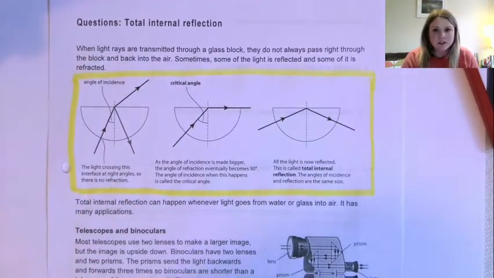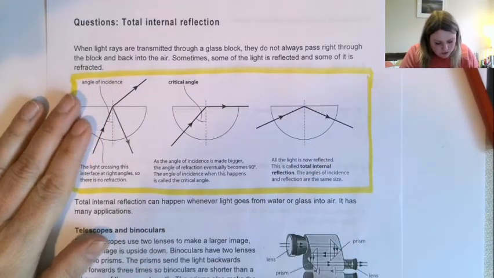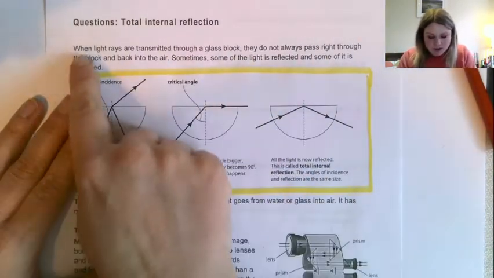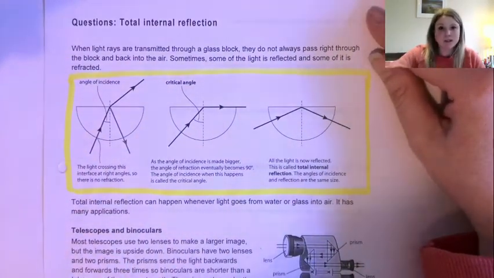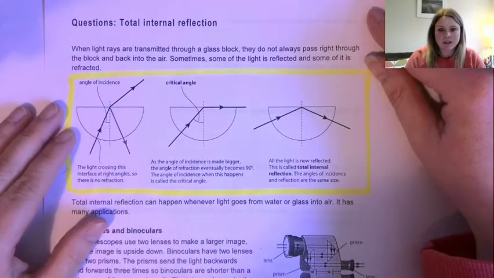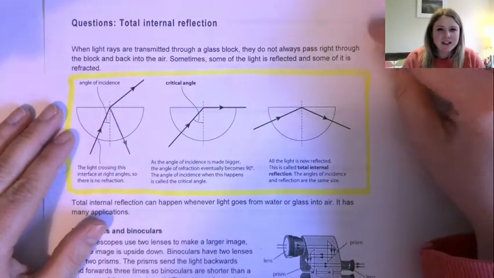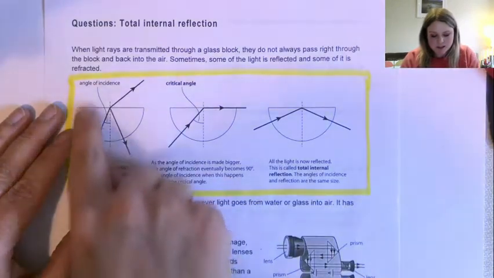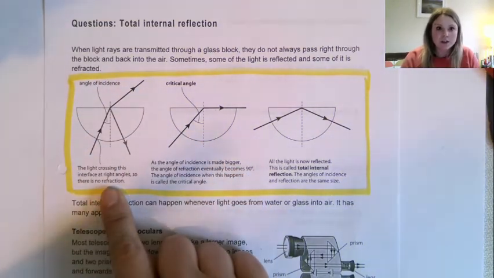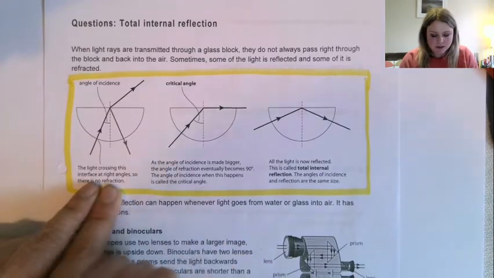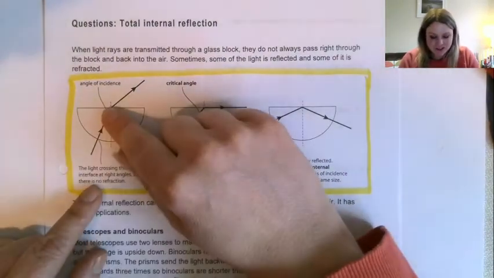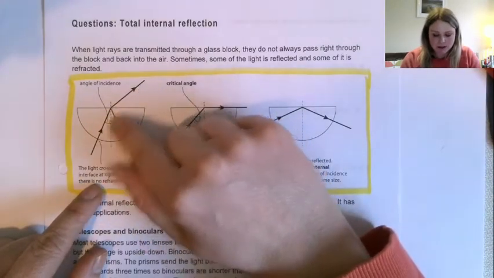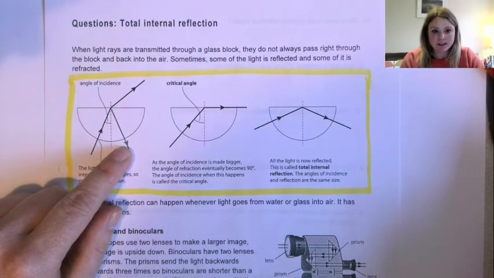Okay, over onto page 83 for me, please. There's some questions eventually. This is all just notes, and then there's some questions. So when light rays are transmitted through a glass block, they don't always pass right through the block and back out into the air. Sure, that's what we discovered last week. Sometimes some of the light is reflected and some of it is refracted. So this is our normal situation, like our 30-degree angle of incidence that we did last week. Our light just gets refracted, bends away from the normal, but a little bit does get reflected back inside.